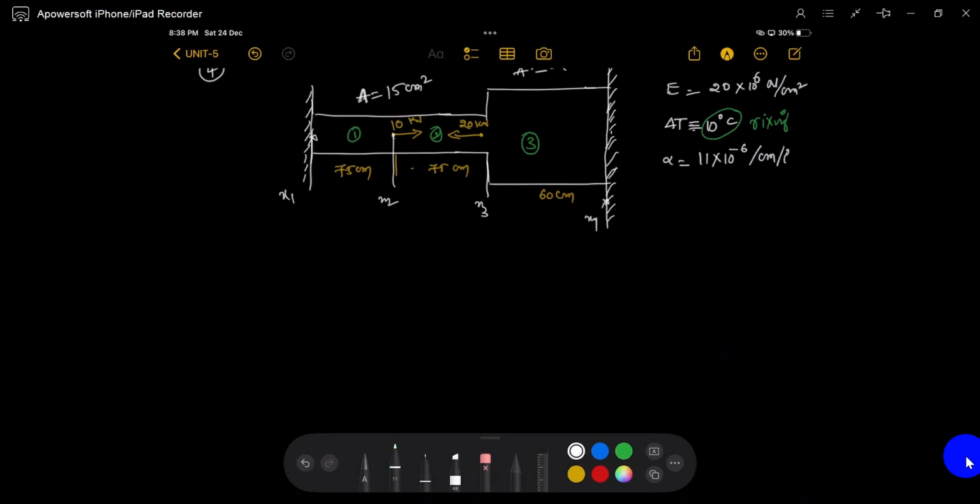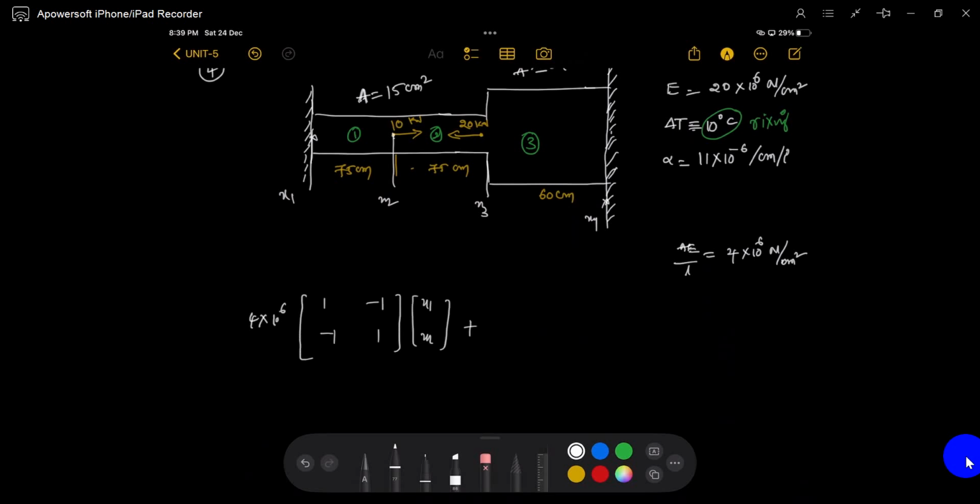For the first element, I will write the elemental matrix A1 E1 by L. What is that value? For the first element, AE by L with A of 15, I will directly write 4 into 10 power 6 Newton per centimeter, times [1 -1; -1 1], times u1 u2.